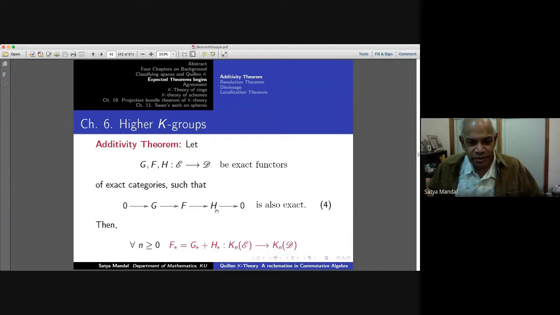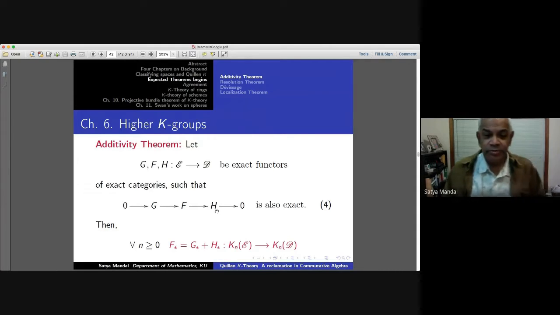Okay, in K-theory, that's how it has been, I mean, what are the theorems you expect. Okay, so those theorems are proved, or I'll state them. Suppose we have 3 functors, G, F, and H from E to D, exact functors, of course. Now suppose these 3 functors form an exact sequence. So meaning for all objects x, 0 to G of x to F of x to H of x to 0 is an exact sequence for all x.